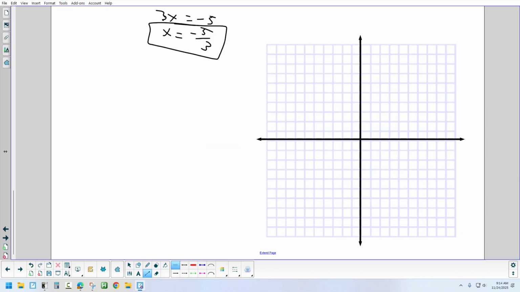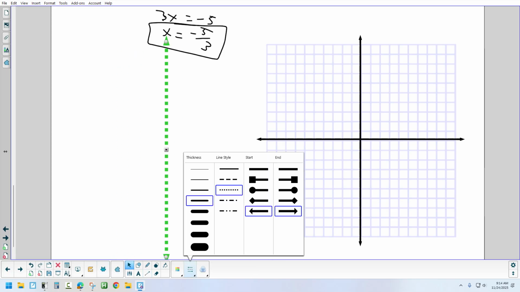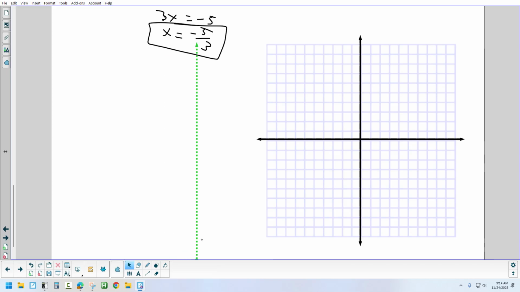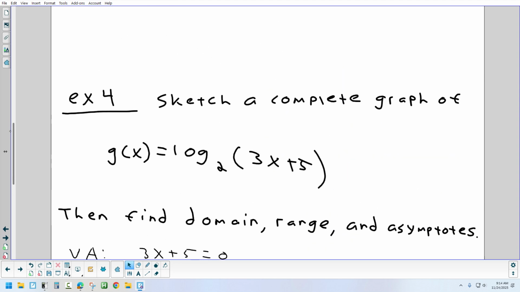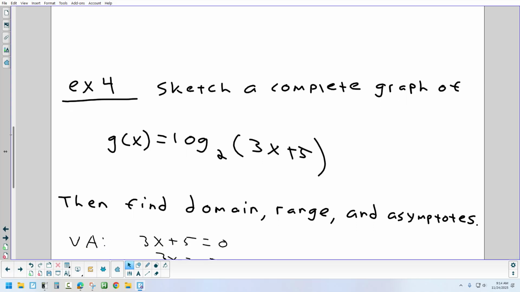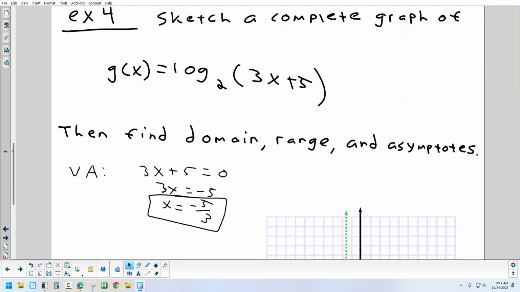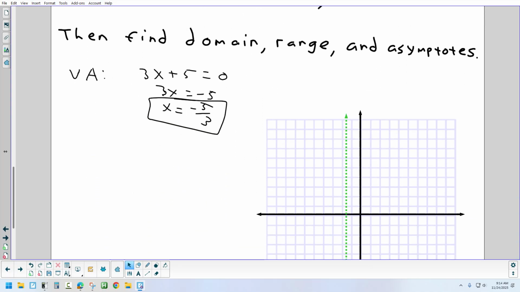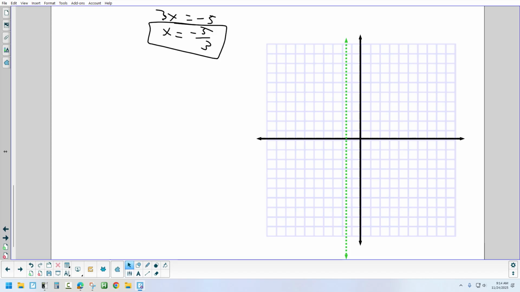Okay, so vertical asymptote at negative 1 2/3, right about there. All right, now they want us to find the intercepts. Let's start with the x-intercept.